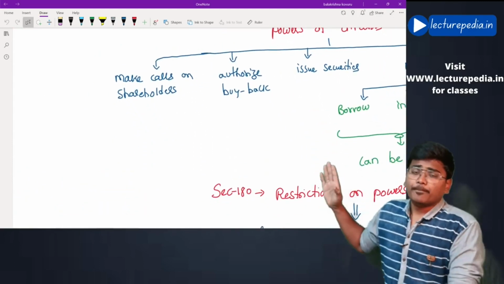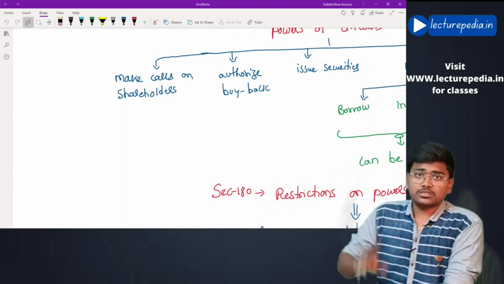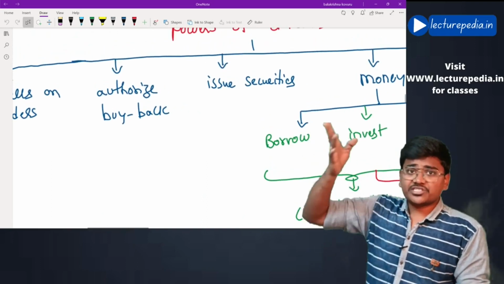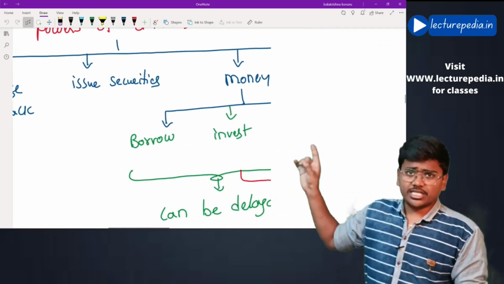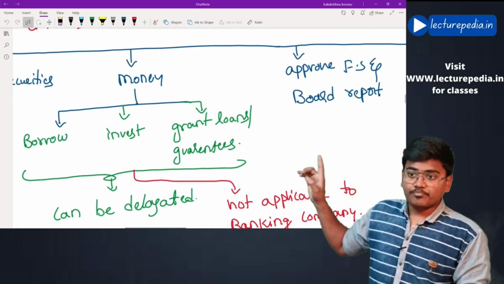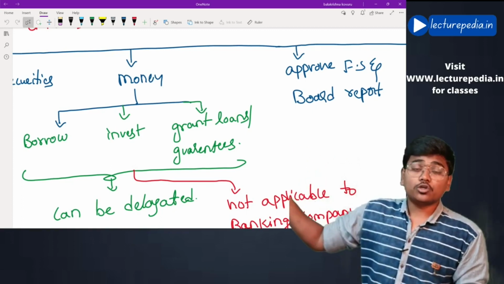First power, make calls on the shareholders to pay the unpaid calls on the shares. That is the first power. Authorize buyback under section 68. Issue securities, whatever the security it might be. Next, related to money: borrow money, invest money, or grant loans or guarantees.